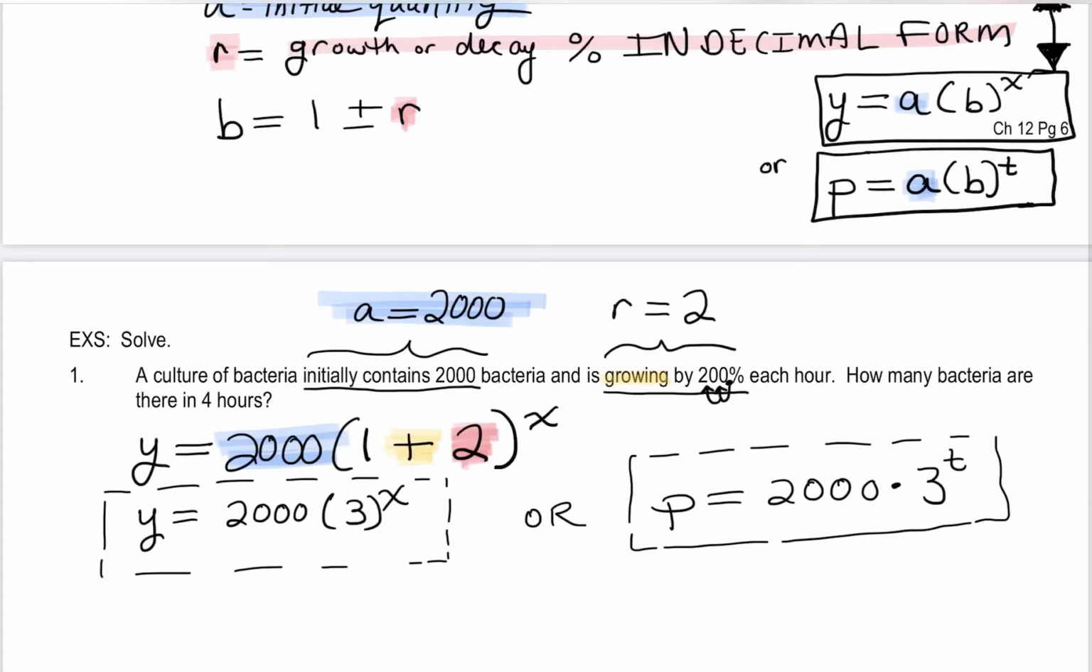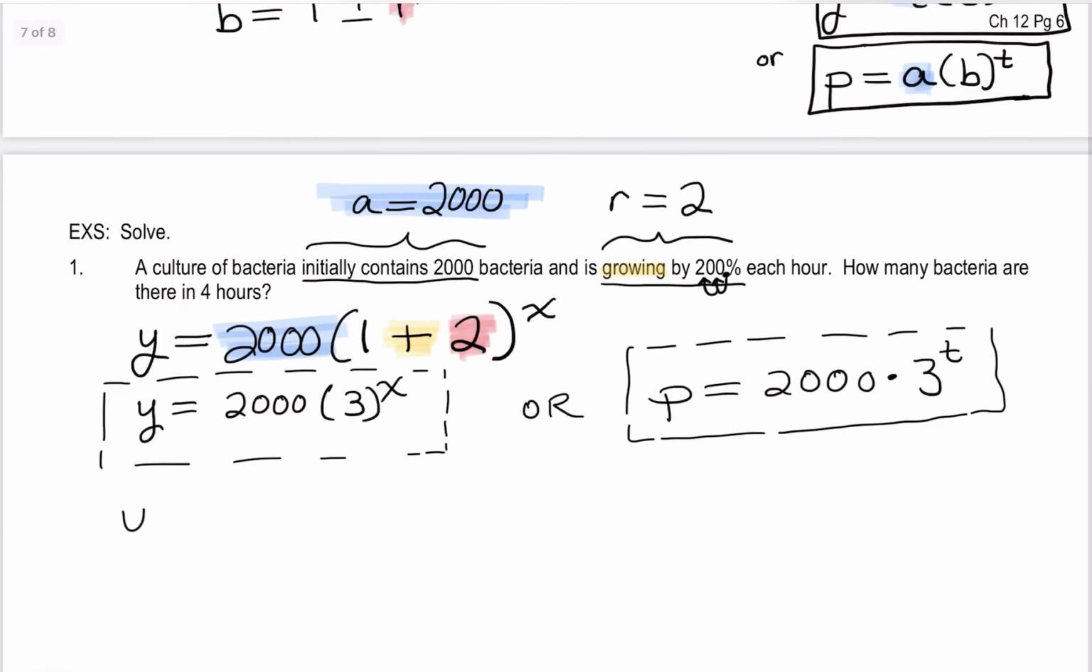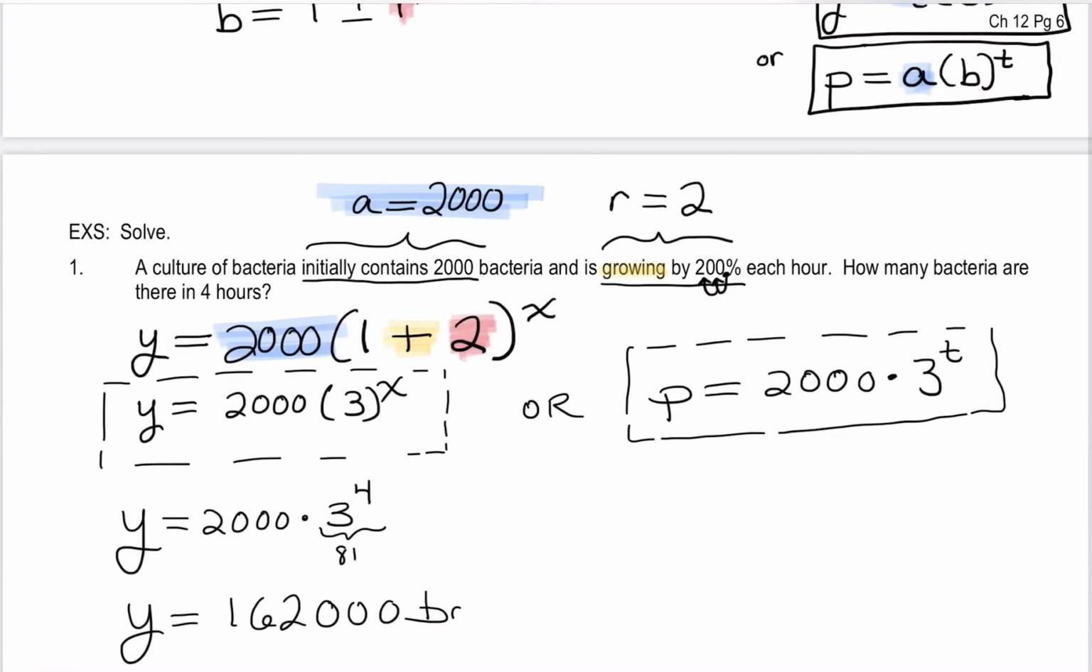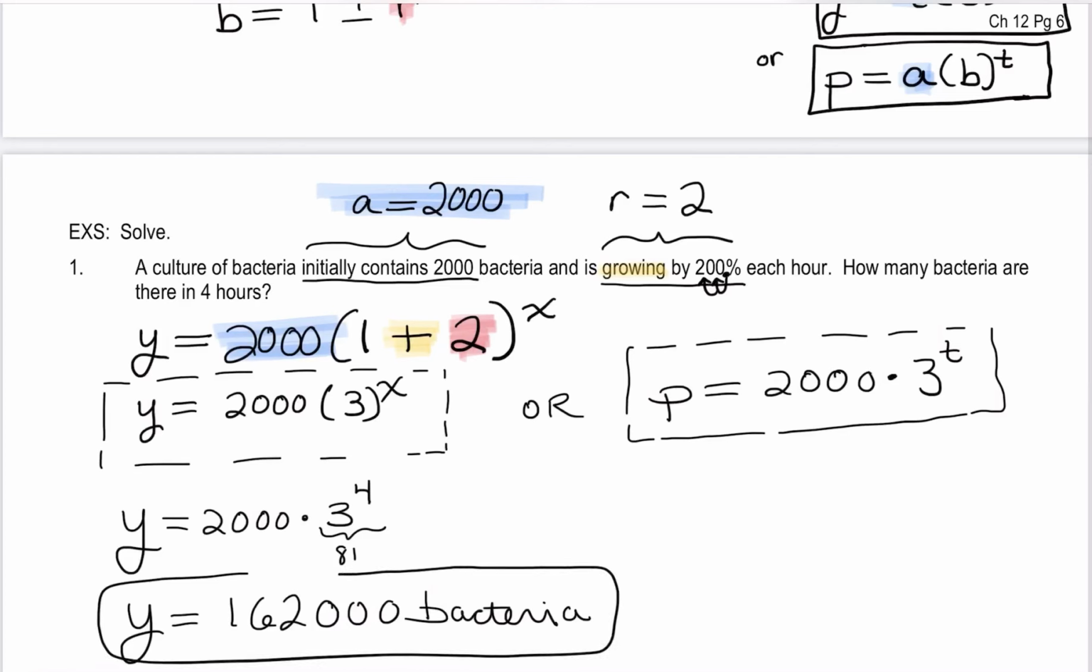In any case, we need to find the amount of bacteria in 4 hours. So that is my input variable. And so I'm going to have 2,000 times 3 to the, and in my input variable there, 4. Of course, 3 to the 4th we can compute, that's just 81. And then 81 times the 2,000 is going to be 162,000 bacteria. Okay, so that's how our exponential growth decay model, in this case growth, works. So we'll look at some more next time.